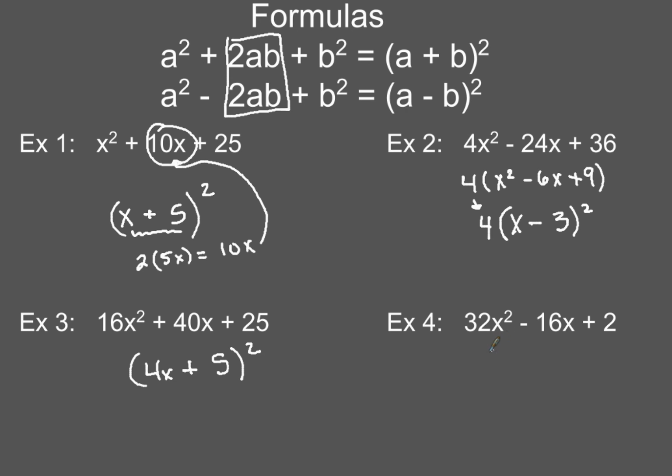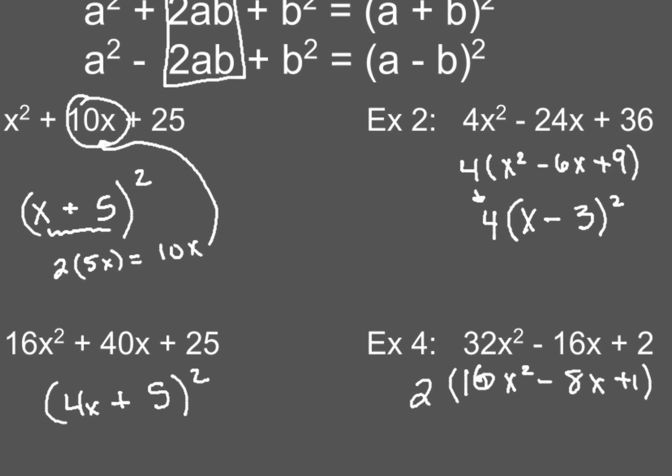Example 4. Let's move on, because we're done with examples 1, 2, and 3. Check it. Whoa, 32x squared, not a perfect square. 2, not a perfect square. However, check it out. 32, 16, and 2 are all even. When we take out a 2, we're left with 2 times the quantity 16x squared minus 8x plus 1.